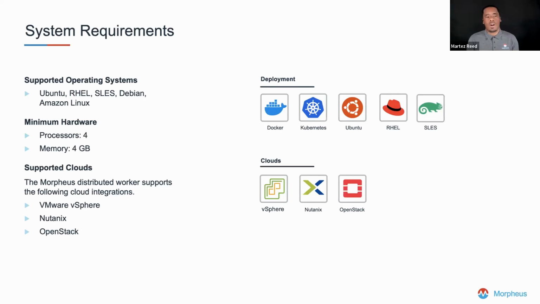The minimum hardware requirements are 4 processors and 4 gigs of memory for the particular system. Those are listed in the Morpheus documentation for the distributed worker. And it supports a number of clouds at the moment, such as VMware vSphere, Nutanix, and OpenStack, to facilitate the deployment and interaction with those given environments.